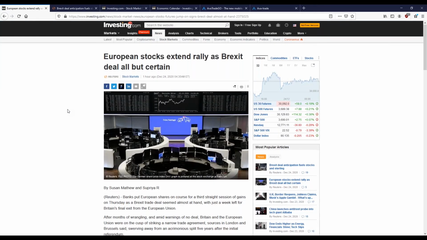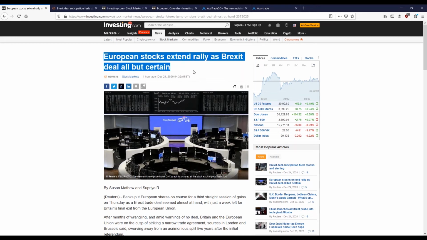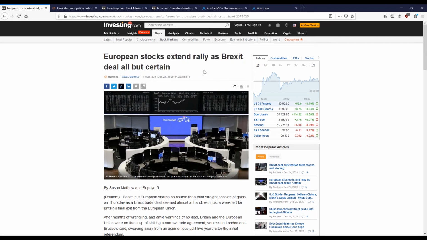We see the main headlines to get an idea of what direction you might prefer to trade. European stocks, happy right now due to Brexit negotiations. Brexit negotiations look like they're going well. Looks like there's going to be a deal, and there's a lot of optimism on the markets. You can also see with a quick snapshot here, the futures are green in the US as well.